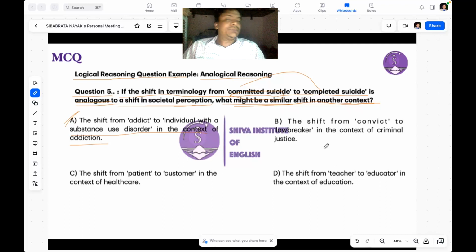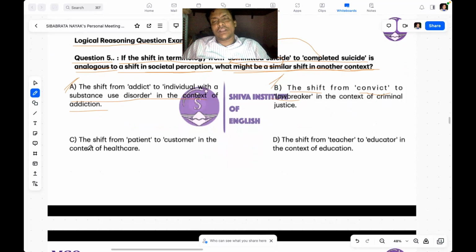So the shift from convict to lawbreaker in the context of criminal justice. The shift, it's option B, the shift from convict to lawbreaker in the context of criminal justice. Okay. Next is called as what? That is called as the shift. The shift from patient to customer in the context of healthcare.